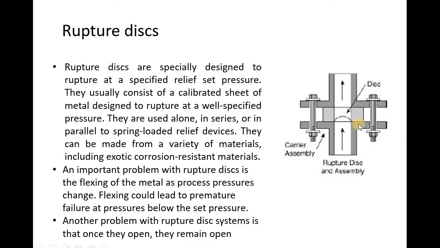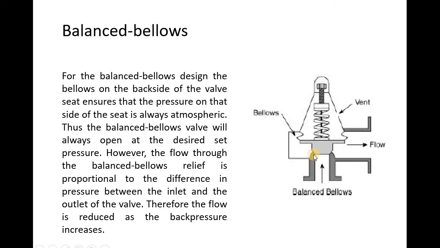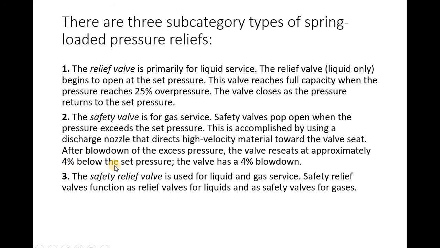Again, just to go back. So this is the seat, this is where it sits. This is the place where this piston is sitting. So what we are saying is that if the set pressure is 100, just to make the calculation easy, 25% over is 125, this will open, and after it goes down, it will go to about 96 until it sits down, which is like 4% less. And that's what it's saying, 4% below the set pressure. The valve has a 4% blowdown.